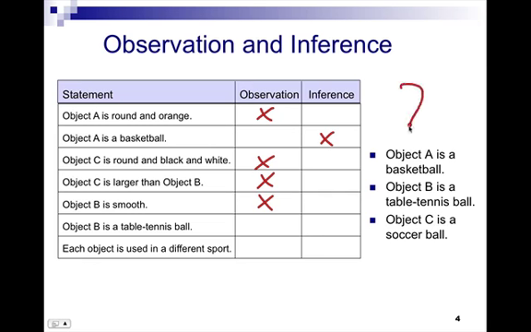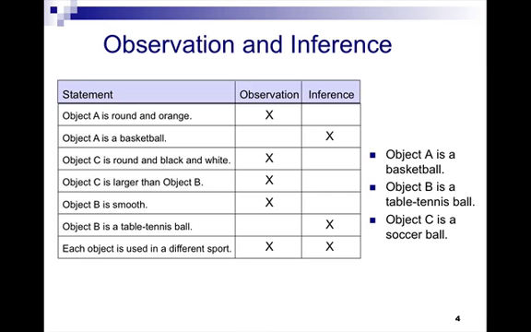And of course, if you look over here, these are the objects that we're talking about. Object A is a basketball. Object B is a table tennis ball, which is a ping pong ball. Object C is a soccer ball. Next one, object B is a table tennis ball. That is an inference. And the last one, kind of tricky, each object is used in a sport. That is actually both. And there you have it.